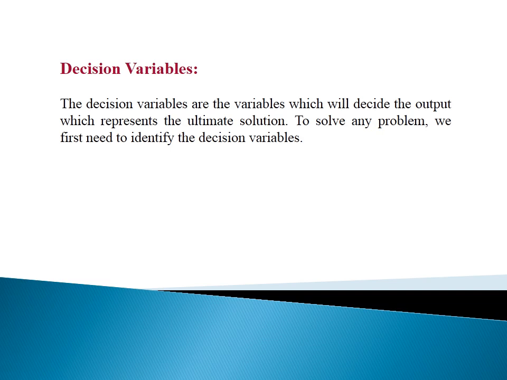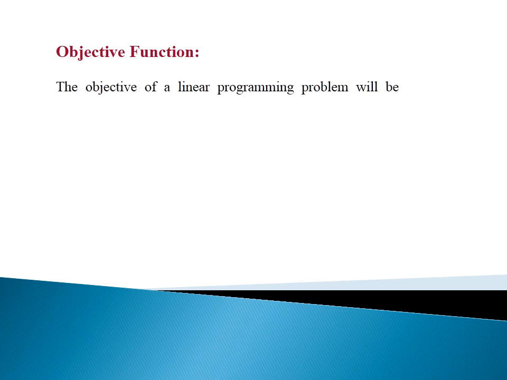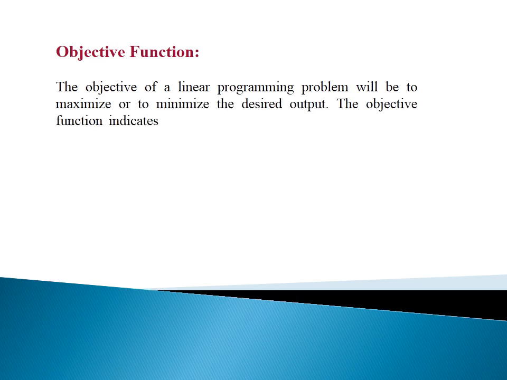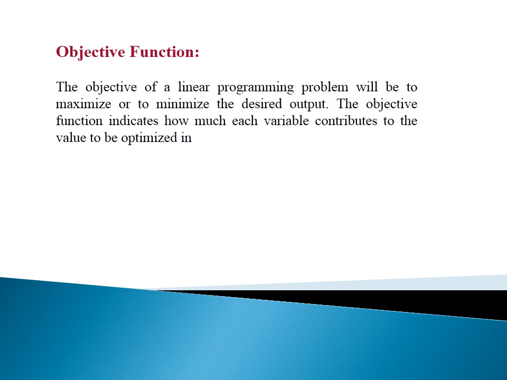The next step in the formulation process is the framing of the objective function, which can either be maximized or minimized as required. The objective of a linear programming problem will be to maximize or to minimize the desired output. The objective function indicates how much of each variable contributes to the value to be optimized in the problem.